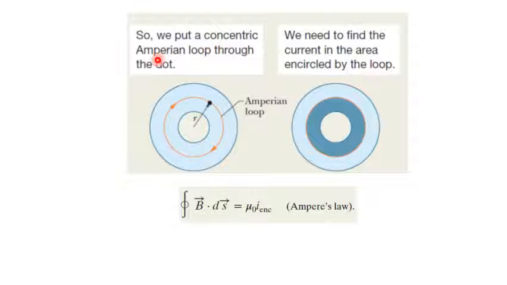We put a concentric Amperian loop through the dot. We need to find the current in the area encircled by the loop. So we need to find the current in this dark blue area. The current in this area is effectively the current density J integrated over the surface. So we are going to apply Ampere's law: the integral of B dot ds equals mu naught I enclosed. It is required to find I enclosed.